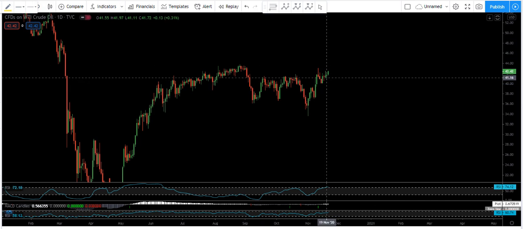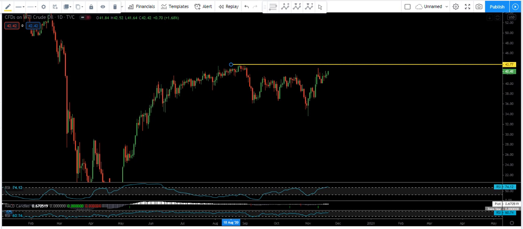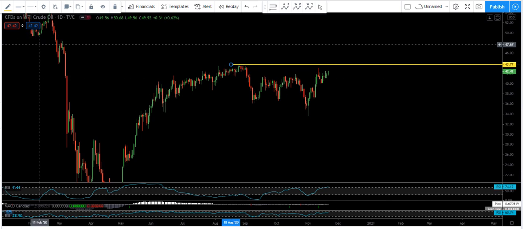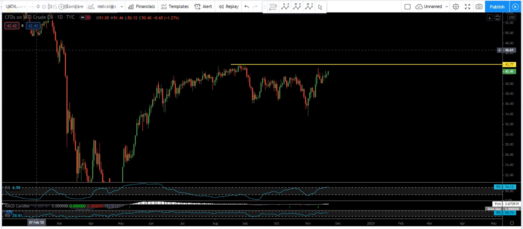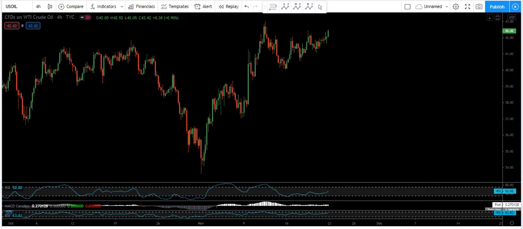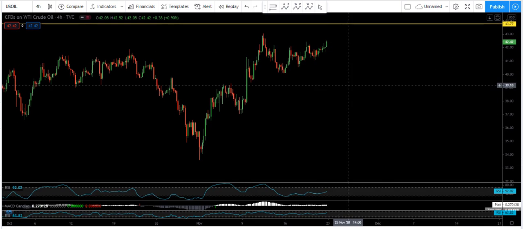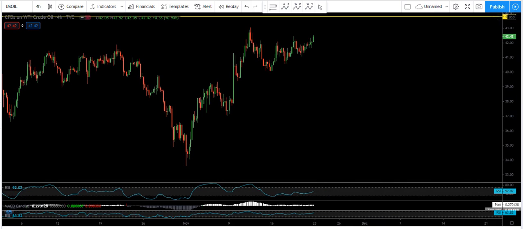Now the thing is, we want to know whether this correction or flat can give us up move and break this high or not. All right, in this case we move to lower time frame. All right, as we can see, we're near the top based on daily chart, and we want to see how we can trade this one.